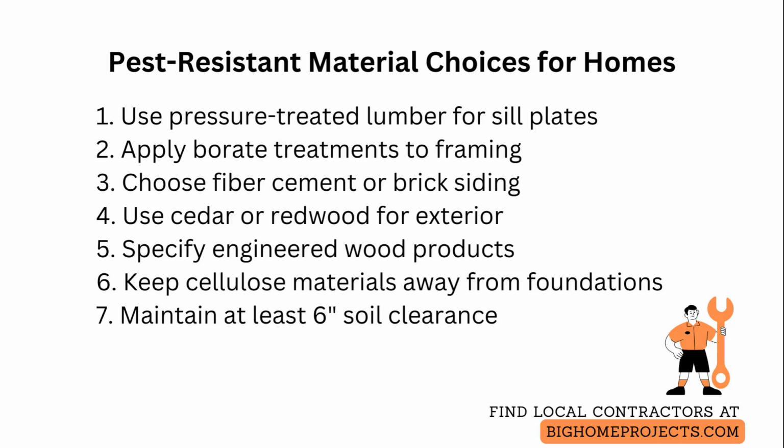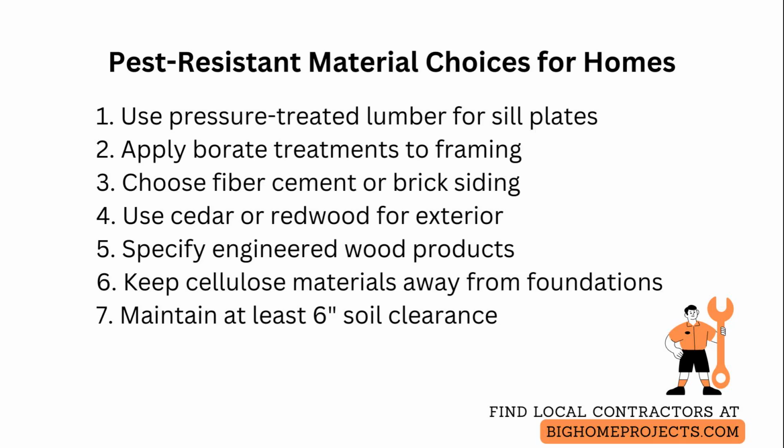Specify engineered wood products for shear walls and roof sheathing where feasible because they are denser, factory glued, and often less attractive to pests than raw lumber. Ensure cuts and drill holes are sealed with compatible preservatives or sealants to retain resistance.